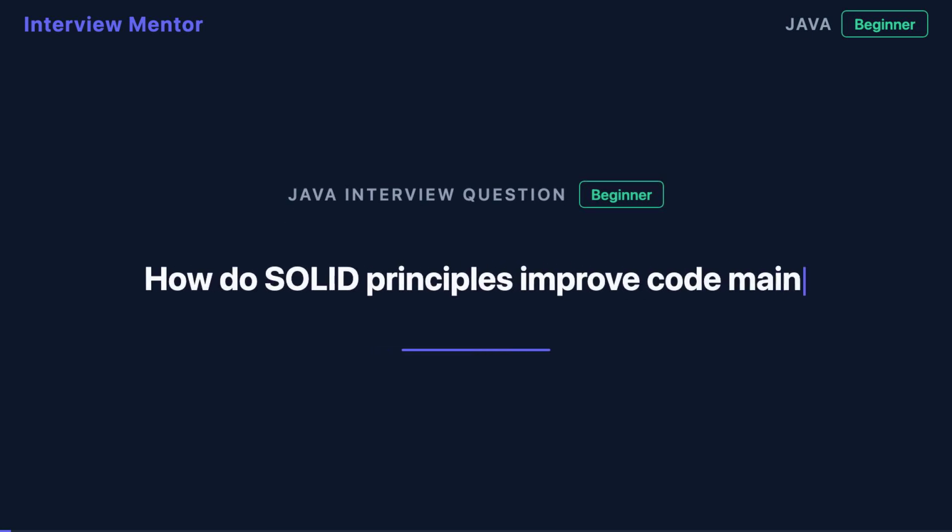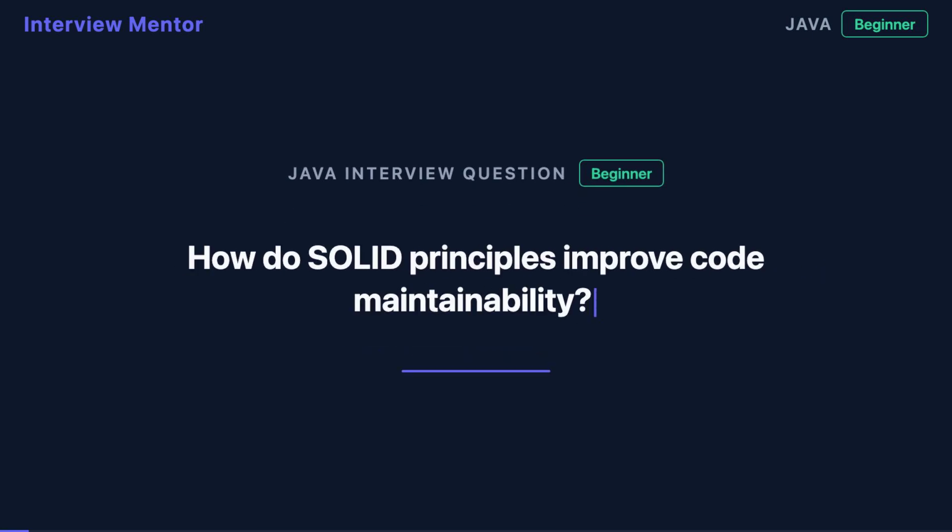Code doesn't announce itself up front. It reveals itself when you try to change it. That's exactly what SOLID principles prevent.